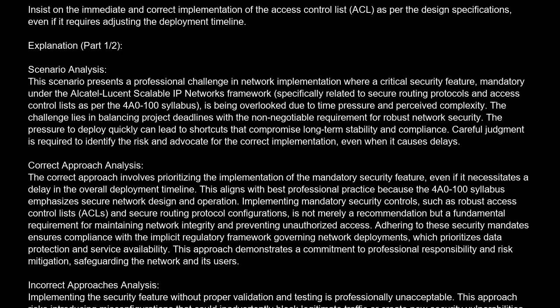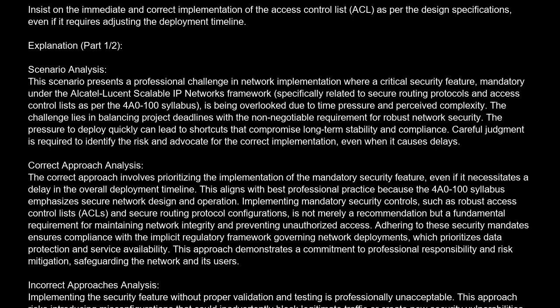The correct answer is D. Insist on the immediate and correct implementation of the access control list, ACL, as per the design specifications, even if it requires adjusting the deployment timeline. Explanation. Scenario analysis. This scenario presents a professional challenge in network implementation where a critical security feature, mandatory under the Alcatel Lucent Scalable IP Networks framework, specifically related to secure routing protocols and access control lists as per the 4A0-100 syllabus, is being overlooked due to time pressure and perceived complexity.